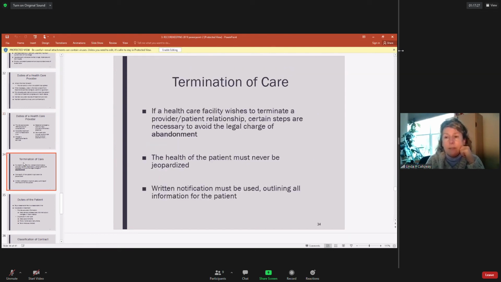Termination of care. This is important to know. You have a right, the office has a right, to terminate a patient's care under a limited aspect. You can't just say, this patient doesn't quite suit you that day, I'm not gonna call them back, I'll tell the front desk not to schedule them and then we won't call them for an appointment. You can't do that. But if a healthcare facility wishes to terminate a provider-patient relationship, certain steps are necessary to avoid the legal charge of abandonment. The health of the patient must never be jeopardized.